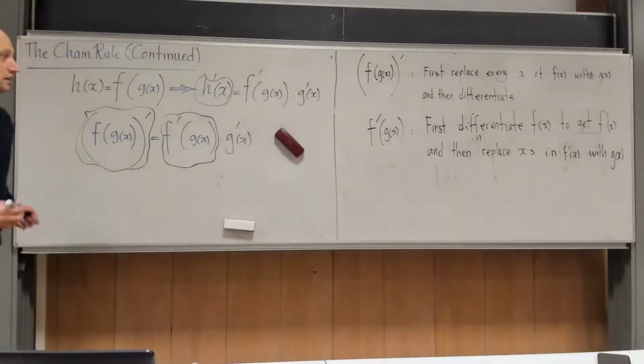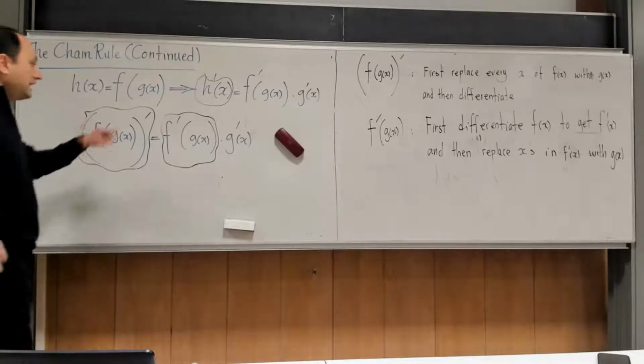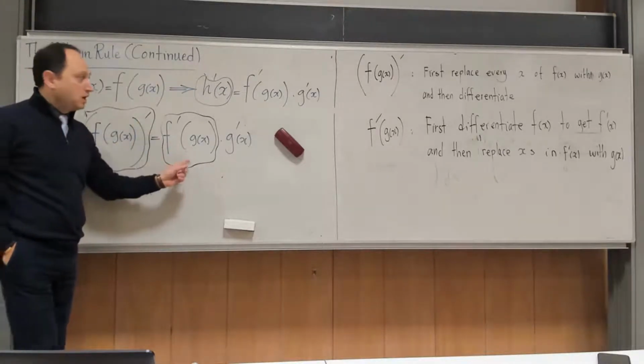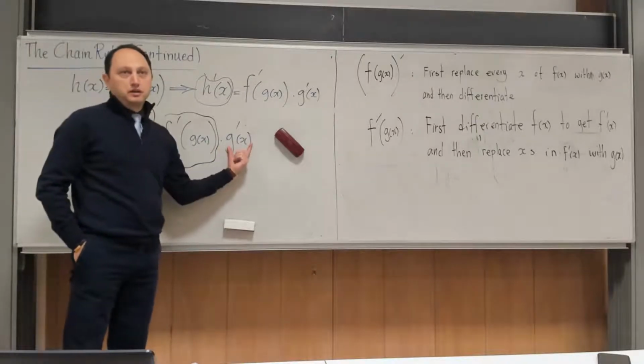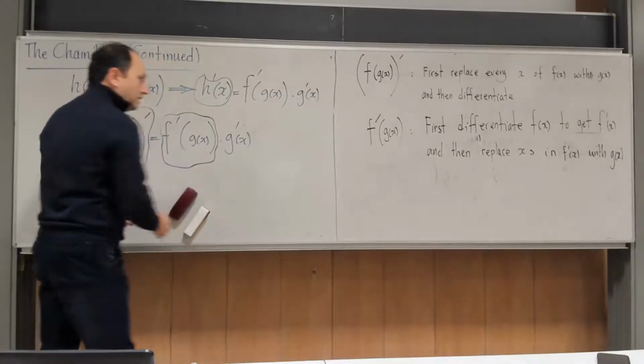Is that understandable? And then the chain rule tells you that you shouldn't think they are the same. They are not the same unless this factor is 1. So now, for example, let me ask you something.